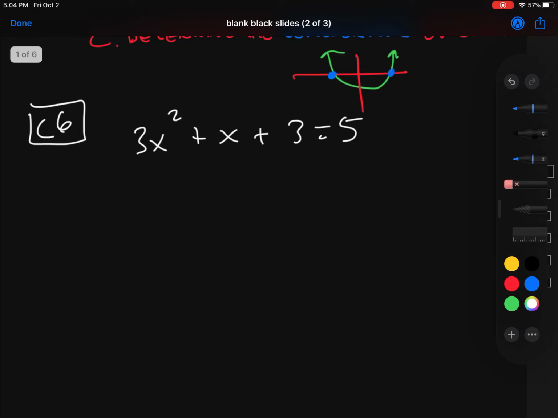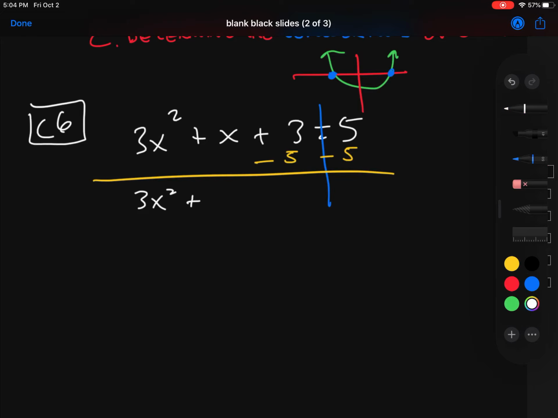Let's set it equal to 0 so that we can find the problem. Remember, when you go across an equal sign, you're going to do the opposites. 3x squared plus x minus 2 equals 0. Okay, now we can say, there's my standard form.